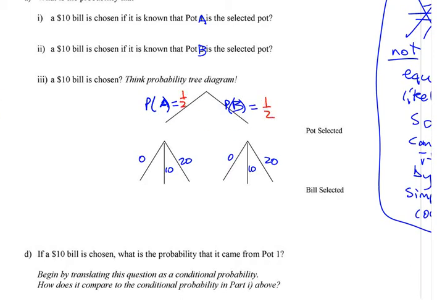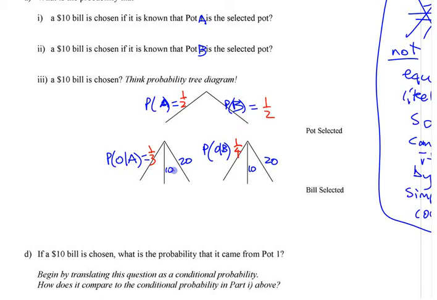What is the probability of each of the other things here? What is the probability of getting a $0 given that A is the one that you selected? It's 1 out of 3. Is that the same as the probability of getting 0 given that B was the one that was selected? What is the probability of getting a 0 given that B was selected? 1 out of 4, right? Those are different. Okay? Getting a 0 is dependent on which pot you pick.